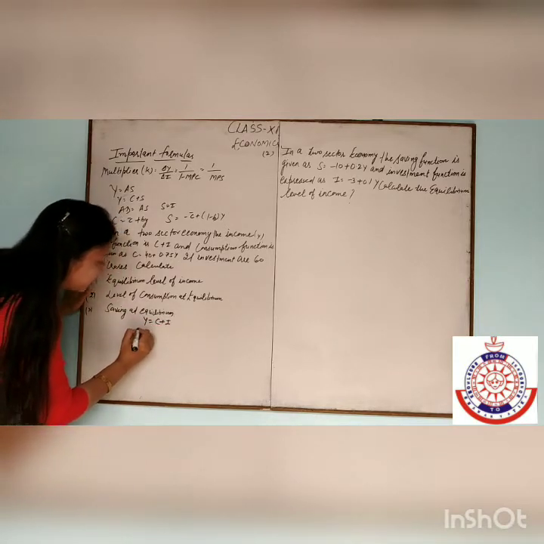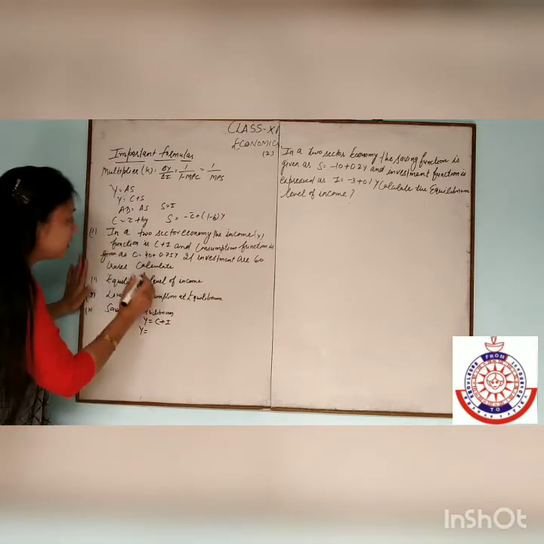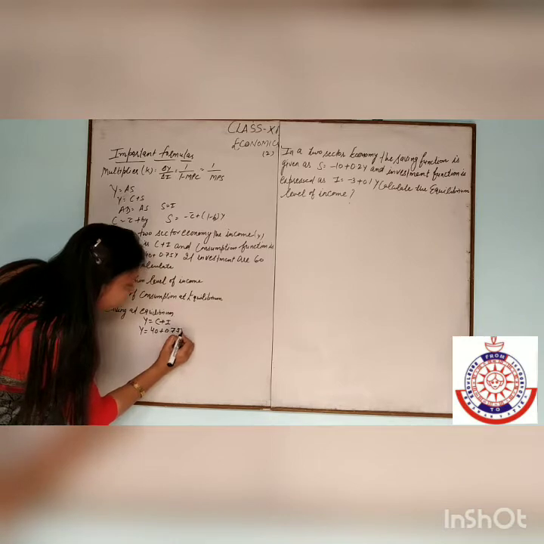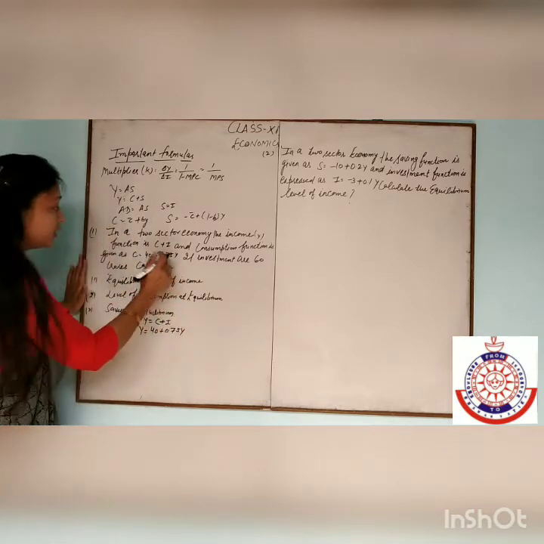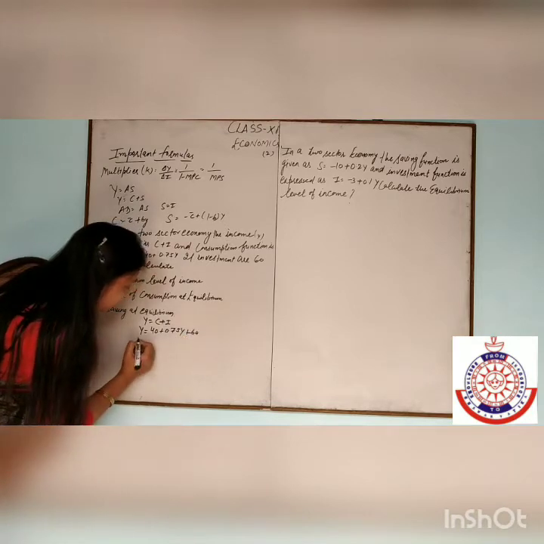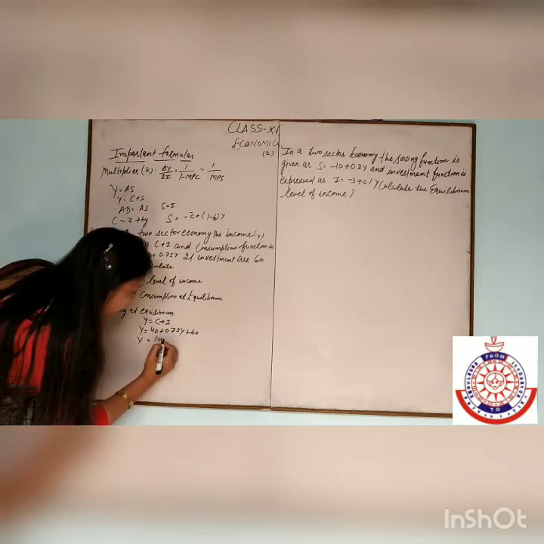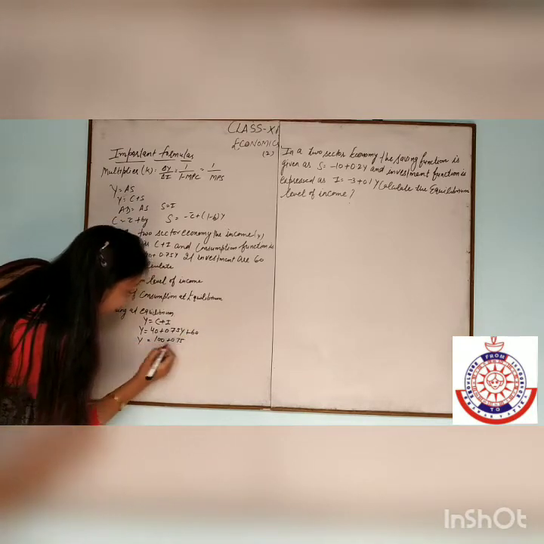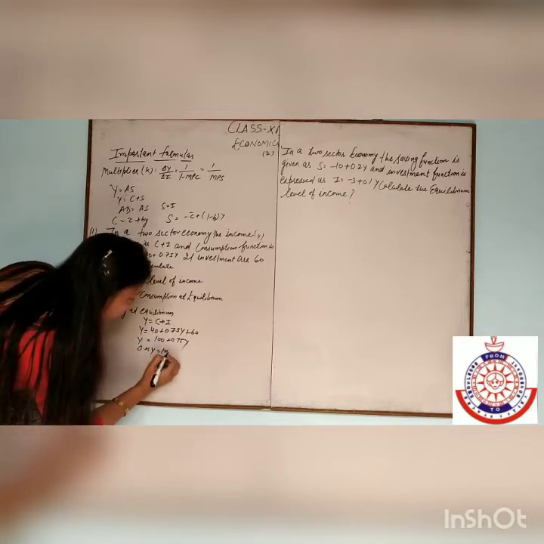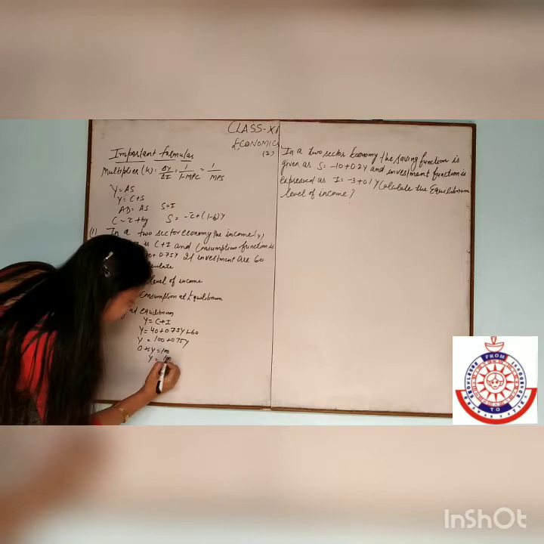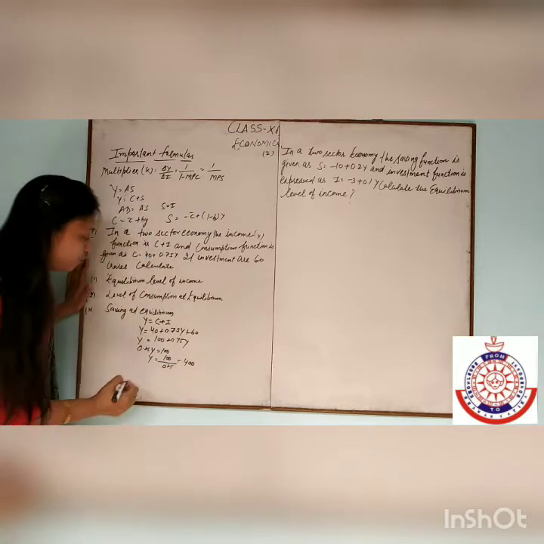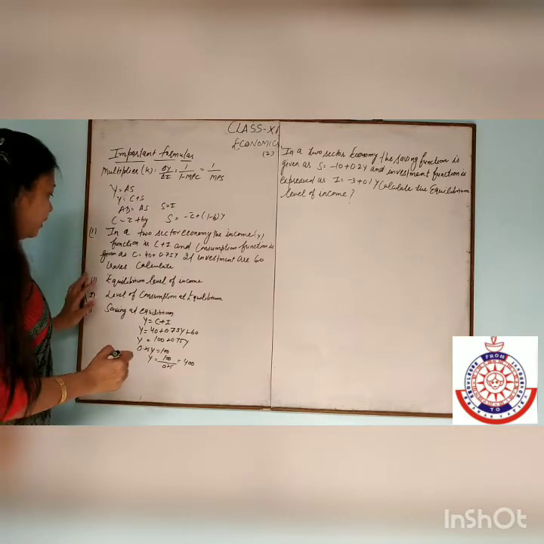Y is equal to C plus I, and C is given here as 40 plus 0.75Y, and investment is given, that is 60 crore. It means Y is equal to 100 plus 0.75Y. 0.25Y is equal to 100, then Y is equal to 100 upon 0.25, that is equal to 400 crore.